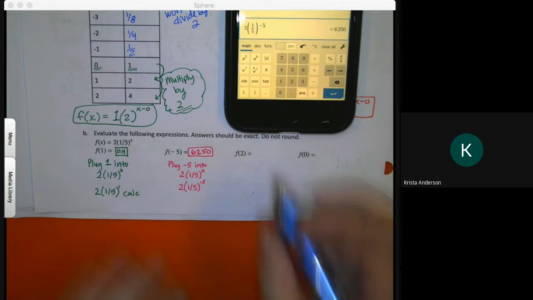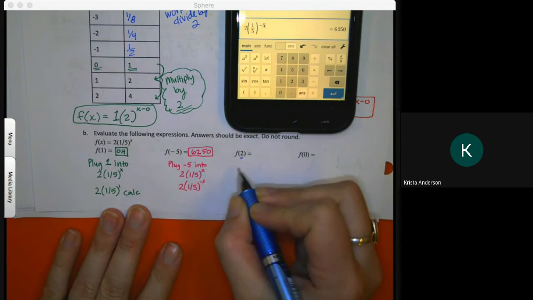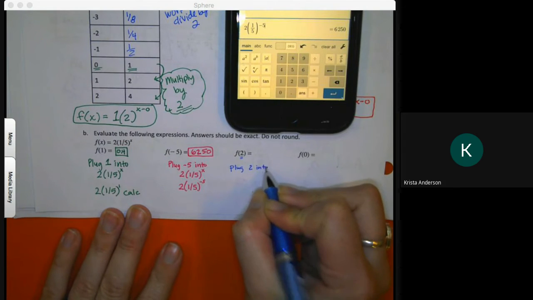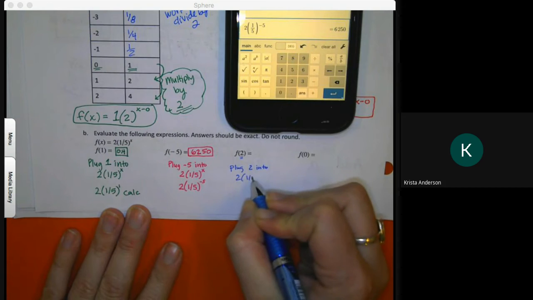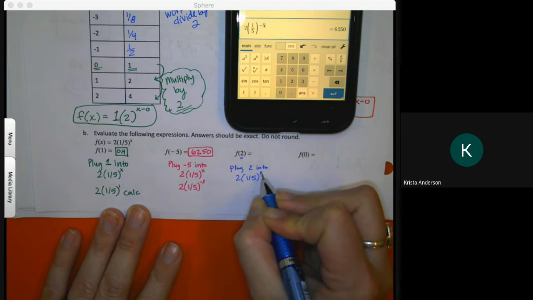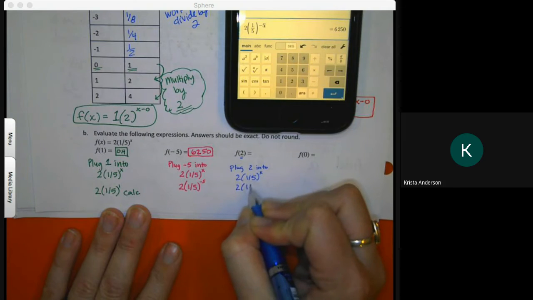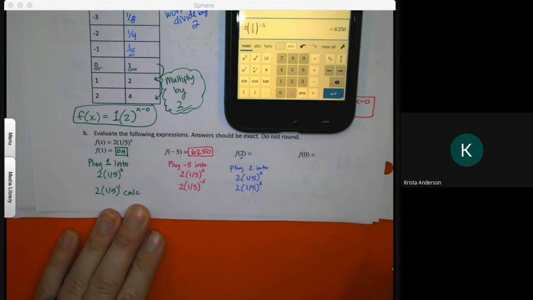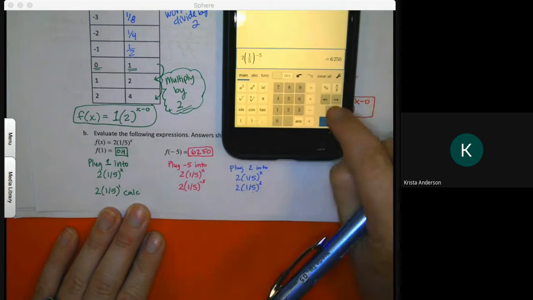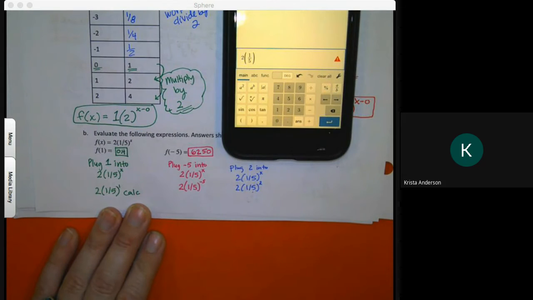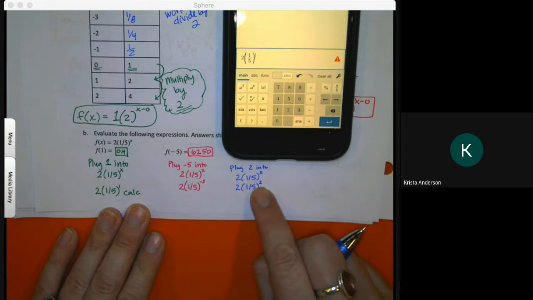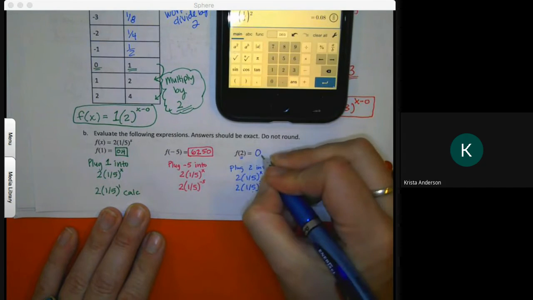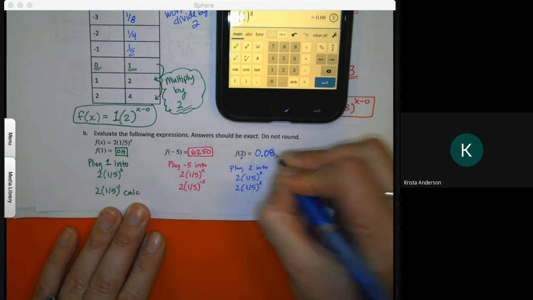For this function right here, they want me to substitute 2 into the function. So instead of putting an x, I want a 2 in my power. I'm going to delete just the -5 and replace it with the 2, which gives me 0.08.